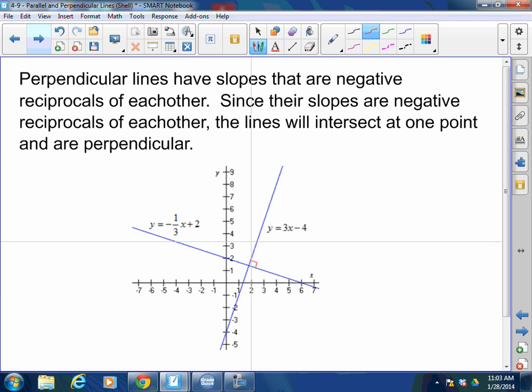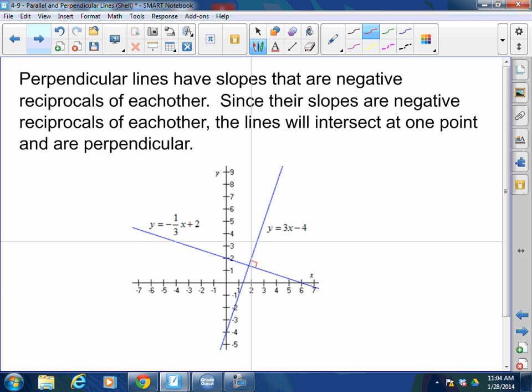What's a reciprocal, my friends? Sir? It's when you flip a number. It doesn't even have to be a fraction, my man, but very good. When you flip, remember keep change flip for division? The flip part, that's how you form a reciprocal. So for perpendicular lines, the way to recognize it is looking at the slopes and see if they're negative reciprocals of each other.